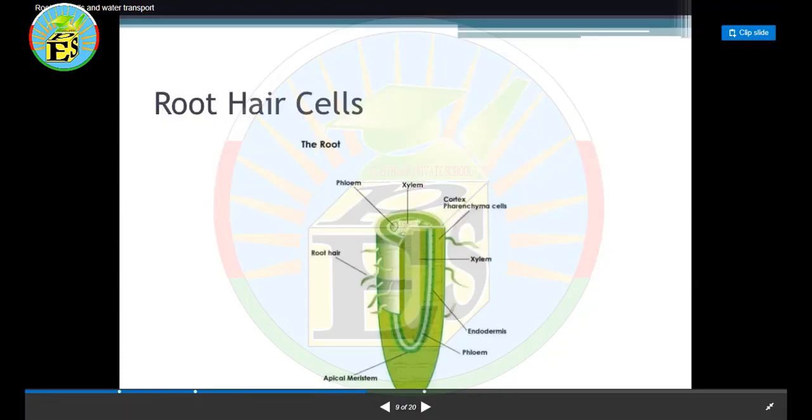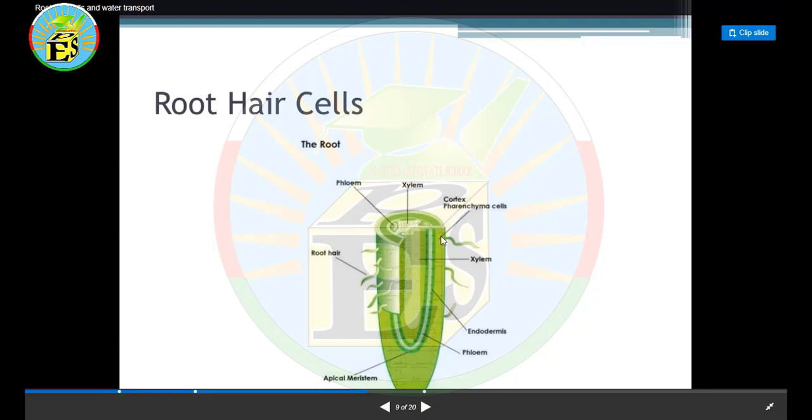So first of all, here is the structure of a root hair cell. As you can see, this is one hair of the root. We are looking at the internal structure of the root. You can see this is the circle. These patches, green patches, are phloem. The inside, the inner, is xylem.